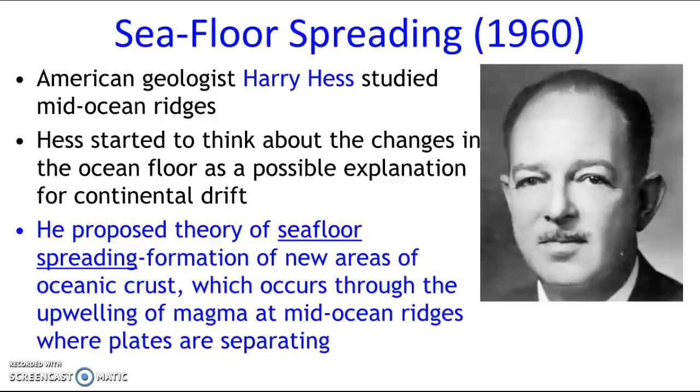All right, and we're going to look at some of the evidence that Harry Hess gathered for seafloor spreading. So his idea was that the formation of new areas of oceanic crust occur through the upwelling of magma at mid-ocean ridges where plates are separating. So this was a new concept, the idea that plates could separate and that you'd get new magma coming up from below, creating new land.